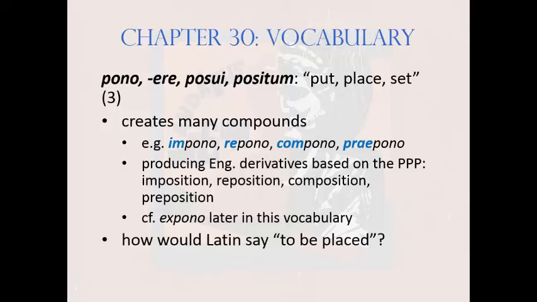How would Latin say to be placed? The present passive infinitive. Third conjugation. How does third conjugation form present passive infinitives? That's right, poni, which gives us our word pony. No, I'm lying. Just checking to see if anyone's there. Some linguists do, however, trace the verb pony, as in to pony up money, to pay, back to Latin pono. Still.